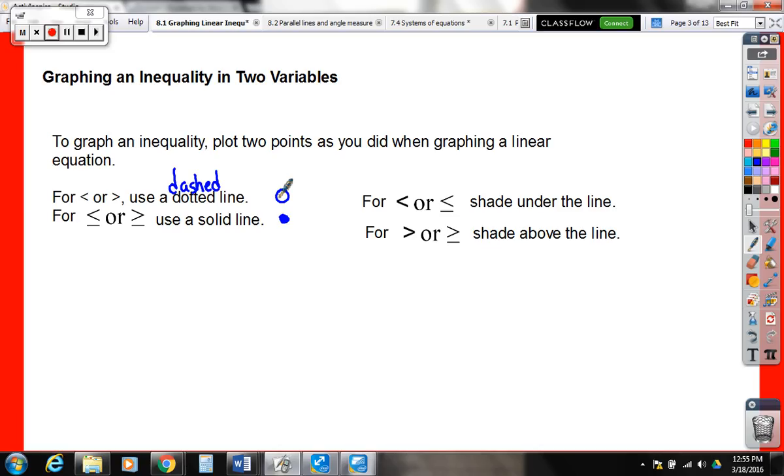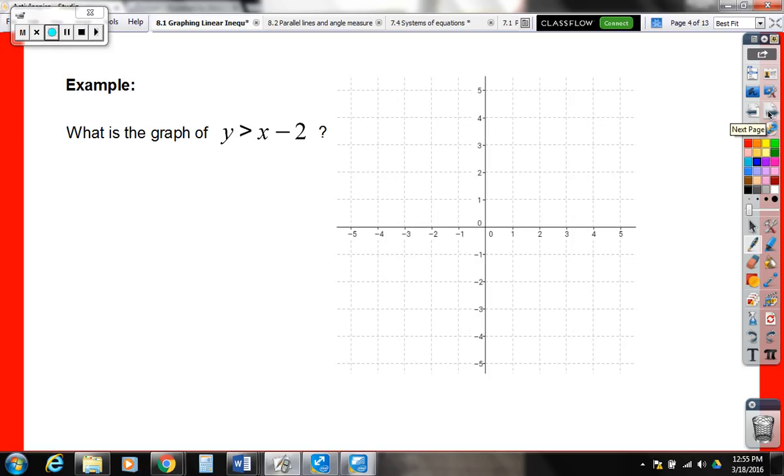So we're going to shade our whole coordinate system underneath the line. If it's greater than or equal to, we're going to shade above the line. Any questions? It'll make more sense when you see an example. Okay, first example, what is the graph of y is greater than x minus 2?